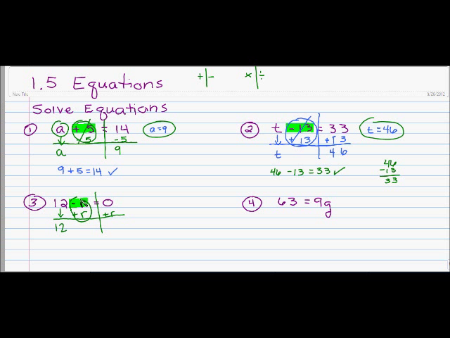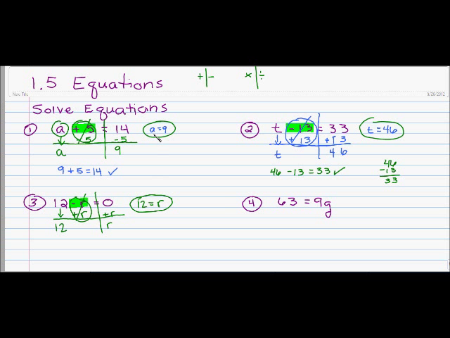Negative and a positive, it doesn't matter what it is. If it's a negative R and a positive R, that means it's the exact same thing. It cancels out. And anything plus 0 is always itself. So my answer is 12 equals R. And I circle my answer.